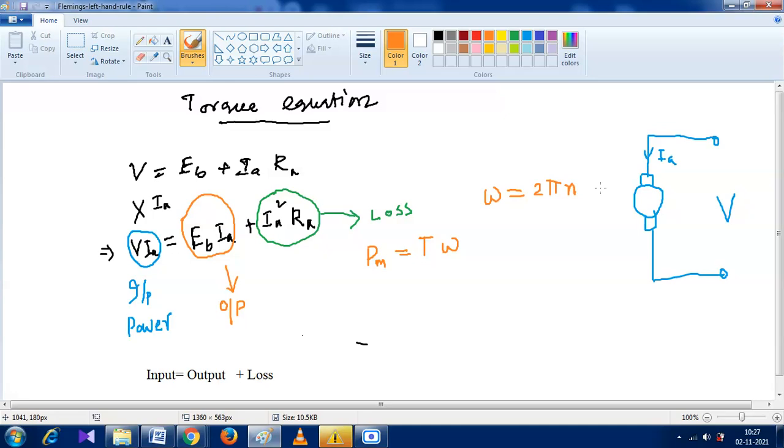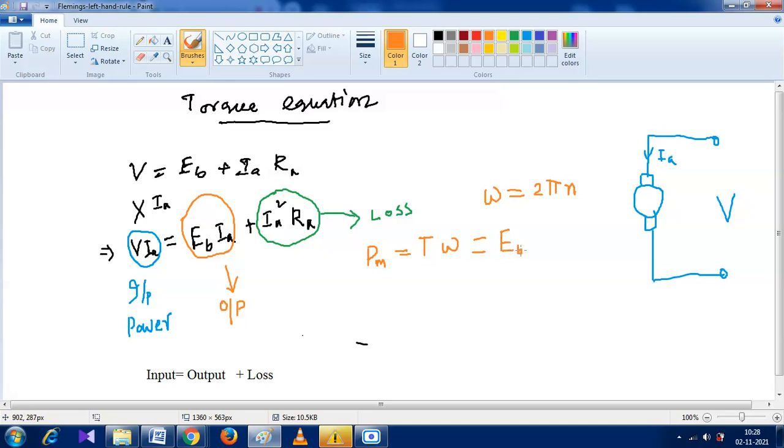Suppose a motor is rotating at speed omega and generating torque T. Then the mechanical output power is equal to T into omega. In the electrical equation, how much output power do we get? How much power do we get from the electrical equation? It is equal to Eb into Ia.